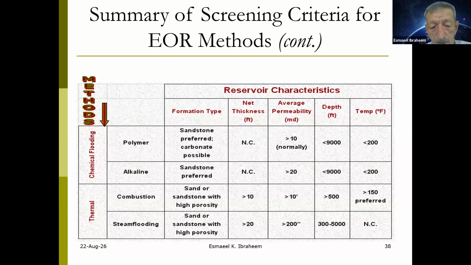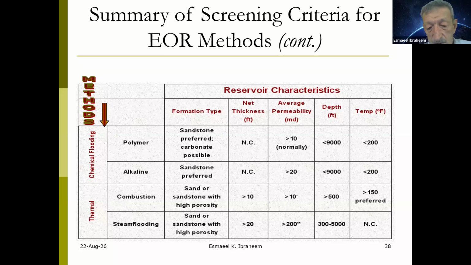For thermal combustion, sand or sandstone with high porosity is required or preferred, greater than 10 feet thickness, and permeability greater than 10 millidarcy, and the depth is greater than 500 feet, and 150 degrees F is preferred.